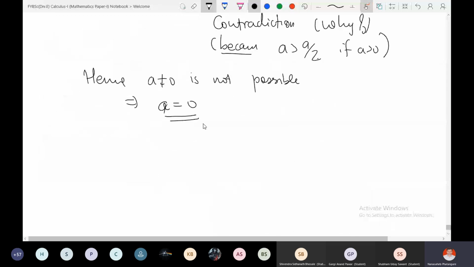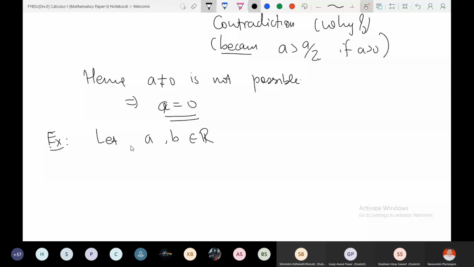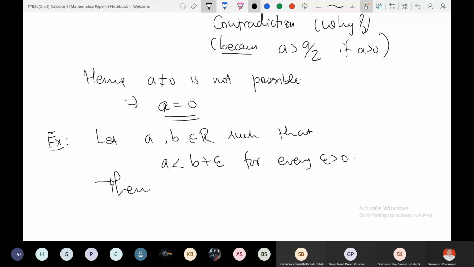And now I will generalize this. So let a and b be real numbers, such that a is less than b plus epsilon for every positive epsilon. Then what can you say about a and b?